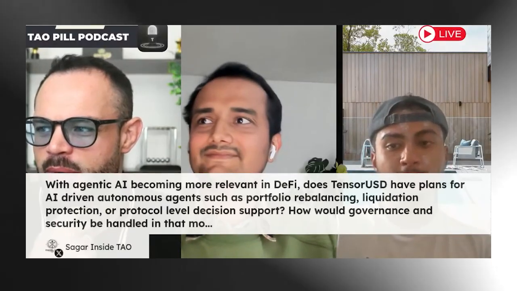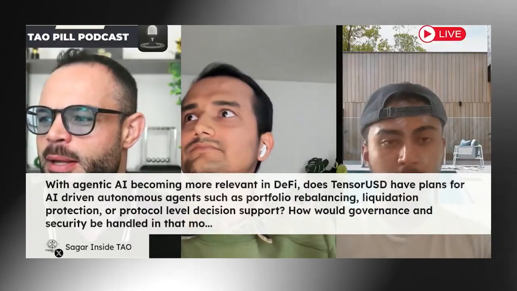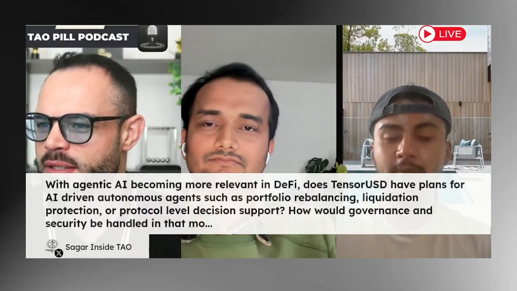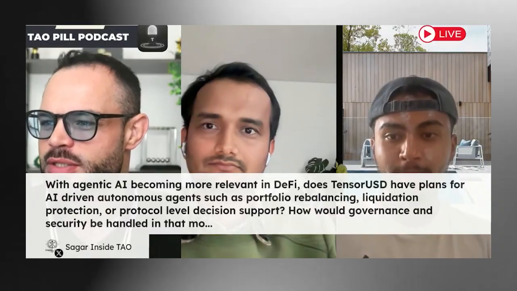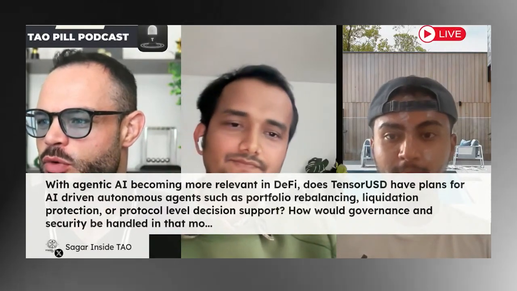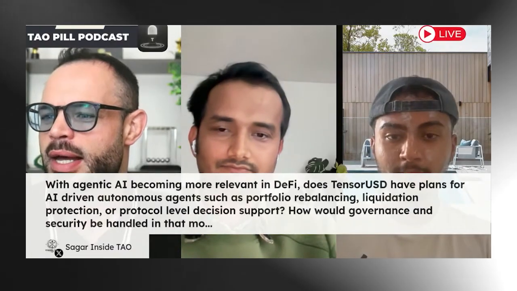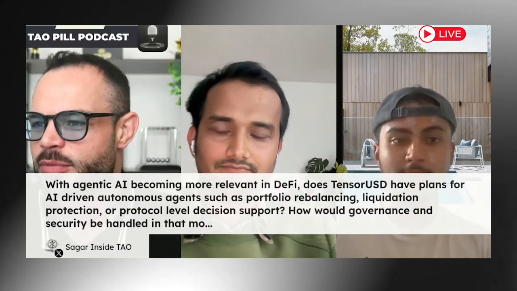We have a question in the chat here as well, maybe worth highlighting. Sagar is asking, with AI becoming more relevant in DeFi, does TensorUSD have plans for AI-driven automation agents, something like portfolio rebalancing, liquidation protection, or protocol-level decisions? And how would governance and security be handled in that kind of model?